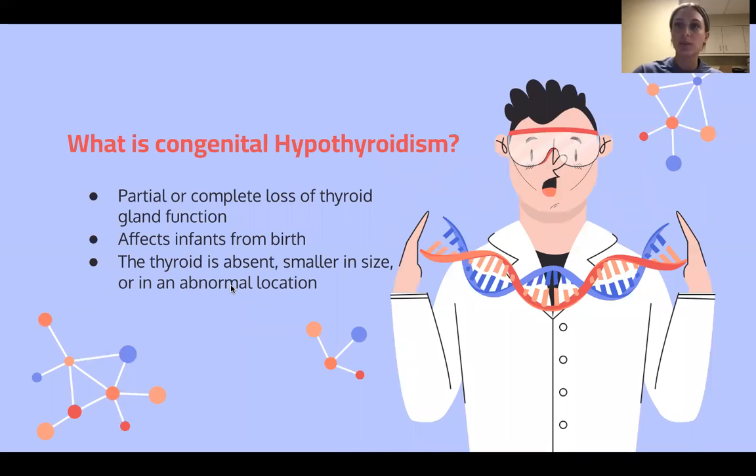So there's two types. The one type is thyroid dysgenesis, which is the most common. It refers to the thyroid being absent, smaller in size, or in the wrong location, like in that last bullet point there. There's also thyroid dyshormonogenesis, which is where the thyroid doesn't produce enough hormones, or they're decreased.